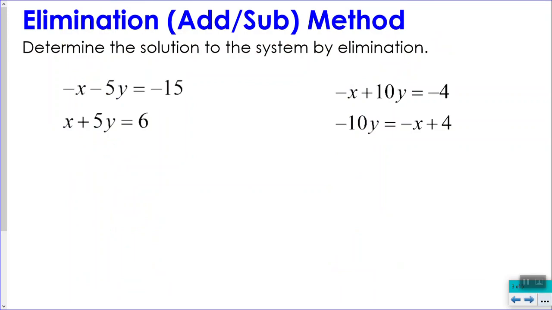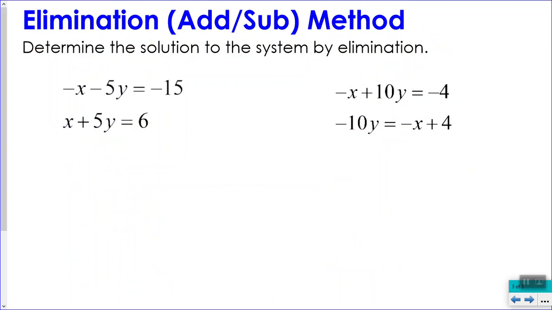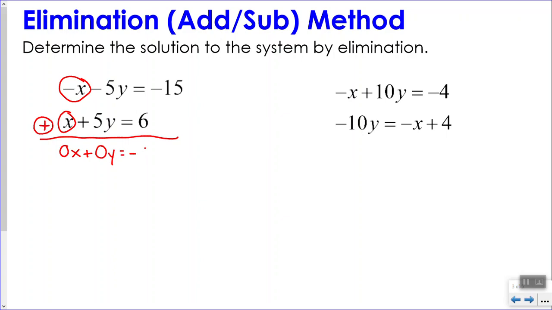Now, if we take a look at this system, when we look at our first term, I have negative x and positive x, so I know that when I add, those are going to eliminate. So we want to use addition here. So we have 0x, and then negative 5y plus 5y, those are actually going to cancel each other out as well. So we have 0y, and then negative 15 plus 6 is negative 9. So really what I get down to is 0 equals negative 9.